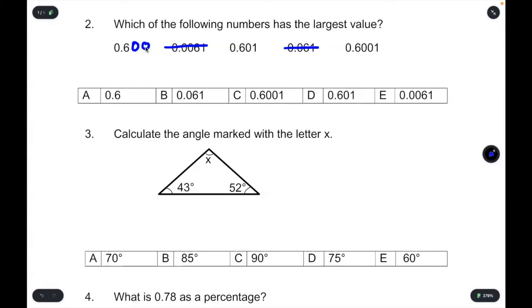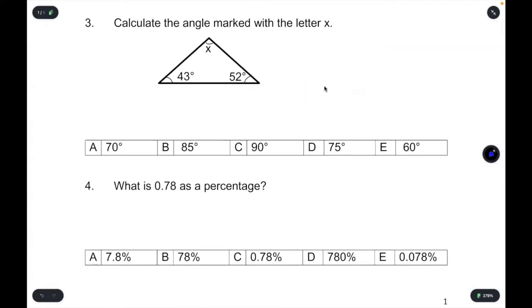So 0.600, we're looking at the thousandths column now. This is 0 thousandths, 1 thousandth, 0 thousandths. So in the third column, we have identified after the decimal point that it is this number which is the biggest. That means the answer is option D.